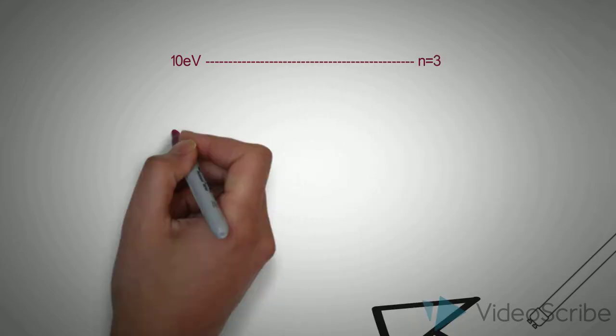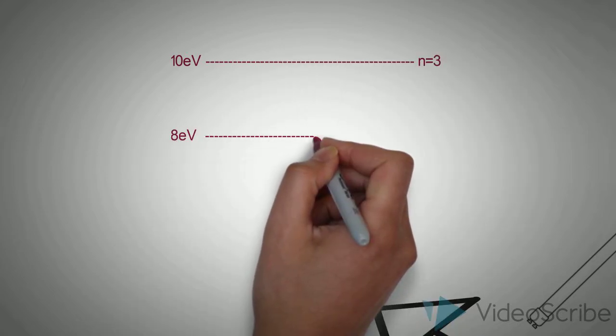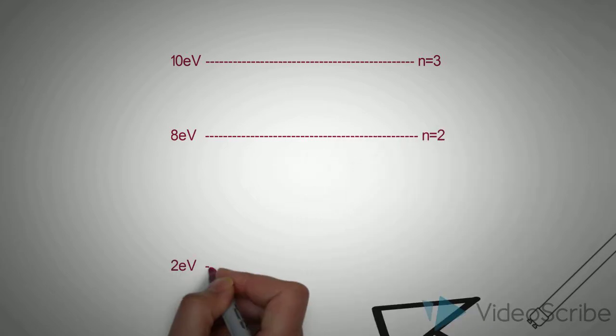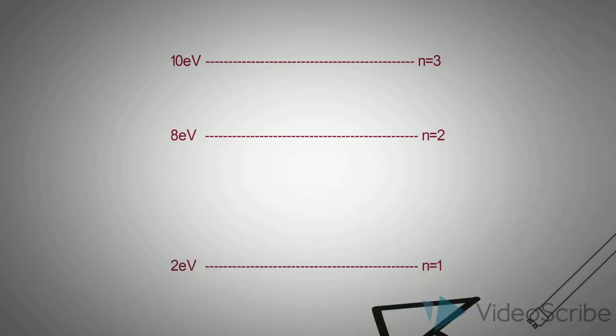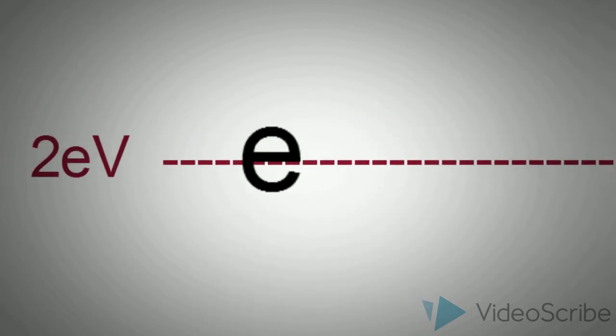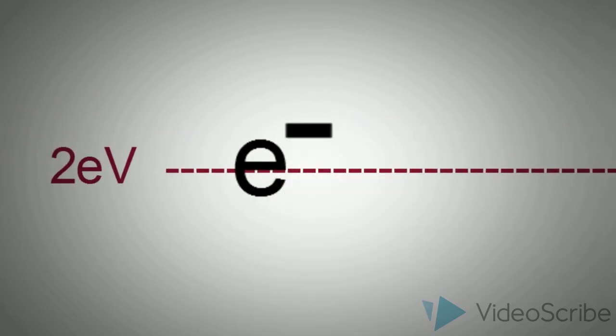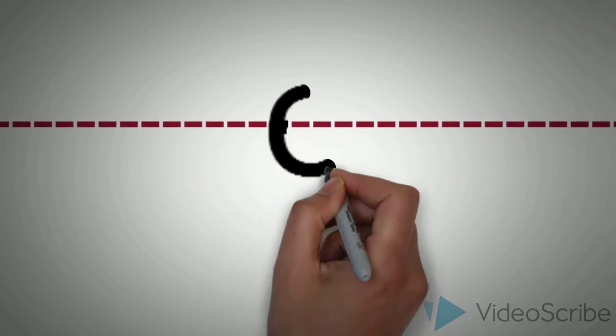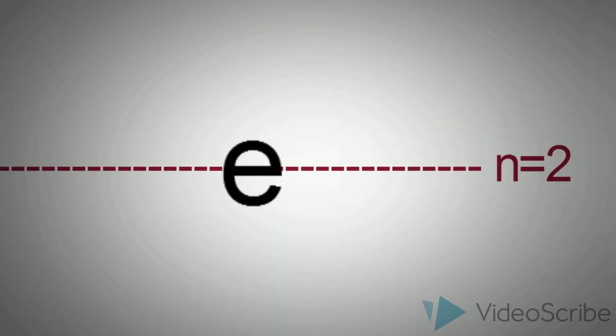To understand that, we need to think of Bohr's atom. Let's think of an atom on the fluorescent coating having 3 shells: n equals 3, n equals 2, and the ground state n equals 1. These are 3 different energy levels on the atom, so while an electron in the n equals 1 shell will have an energy equal to 2 electron volts, an electron on the n equals 2 shell will have an energy equal to 8 electron volts.